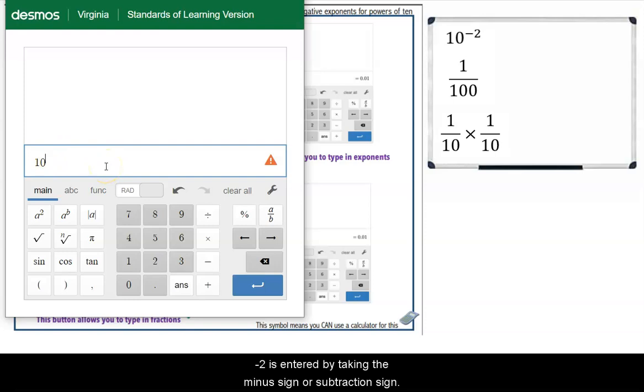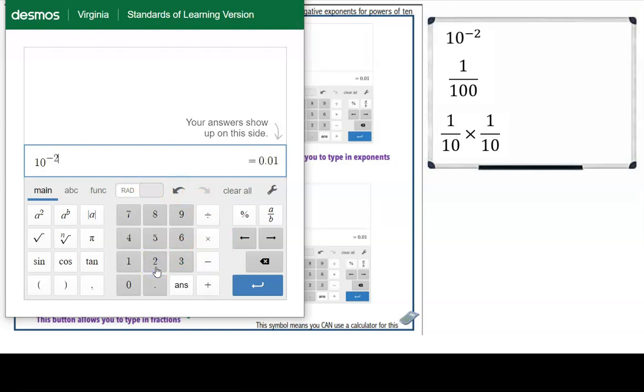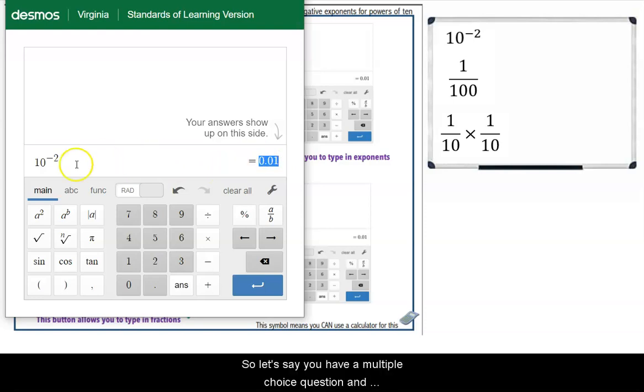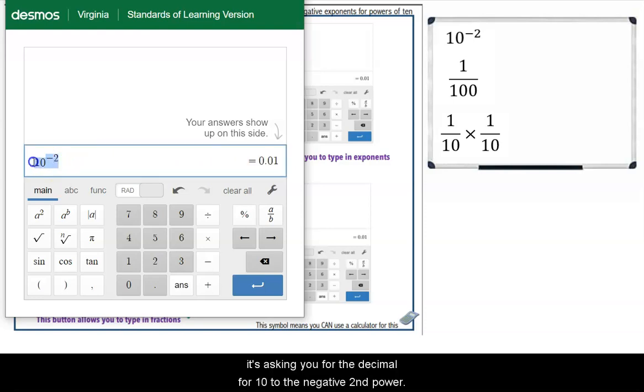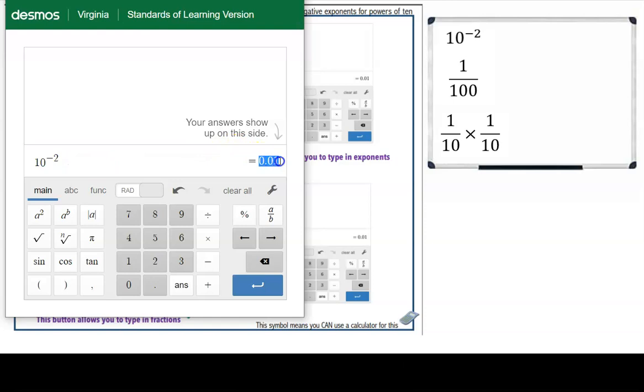Negative 2 is entered by taking the minus sign or the subtraction sign and putting a 2. Notice what just happened. As soon as I finished entering 10 to the negative 2, I have the decimal value over here. So let's say you have a multiple choice question and it's asking you for the decimal for 10 to the negative second power. You could type it in to see what its decimal form is.